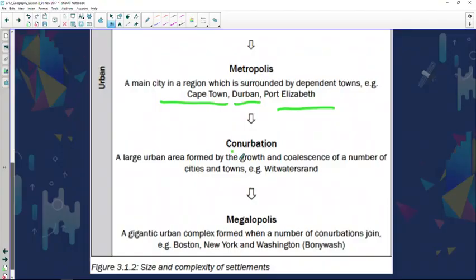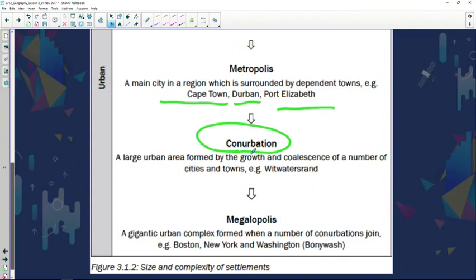Now, keep in mind, urban areas grow as well over time. For instance, 20 years ago, there was still veld between Johannesburg and Pretoria. Not anymore. Because what happened? The size of these urban settlements became bigger. And it ends up being known as a conurbation.